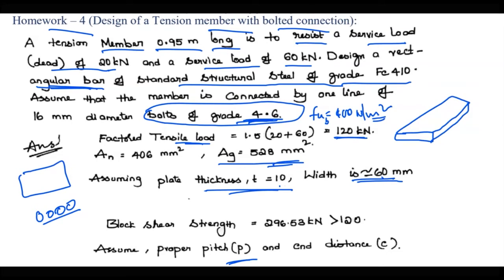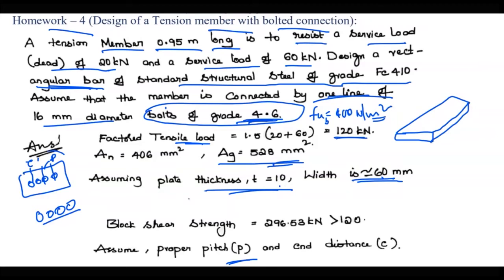So this is the tension member. He said in the question clearly that assume that the member is connected by one line of 16 mm diameter bolts. He is asking to take 16 mm diameter bolts, and they have to be connected in a single line like this, 2 if 2, 4 if 4. Okay, so you have to decide what is the pitch and what is the E.